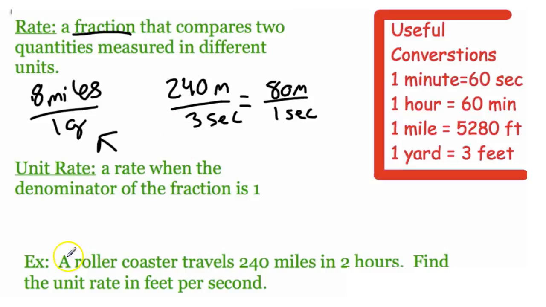Now we're going to do this problem down here and these conversions on the top right to find a unit rate. This is going to be more complicated than the other ones, but we're going to work through this together. So it says, a roller coaster travels 240 miles in 2 hours. Find the unit rate in feet per second.